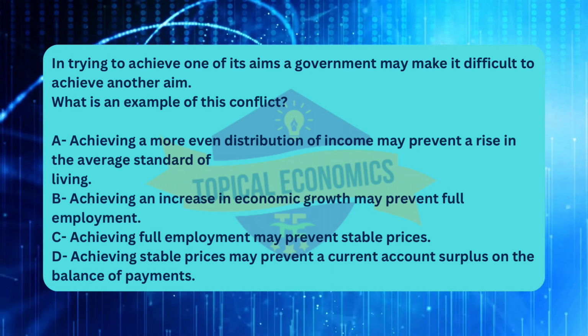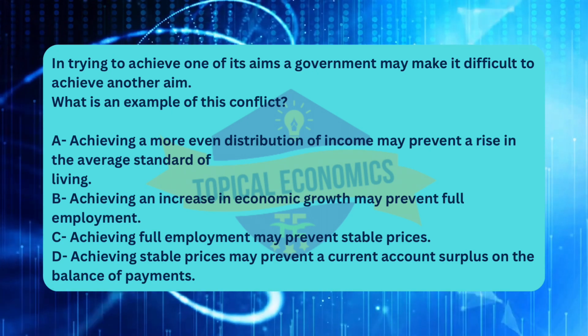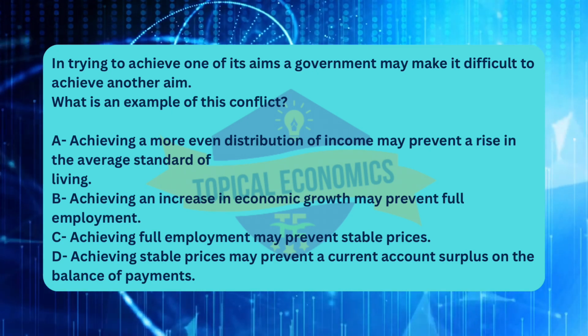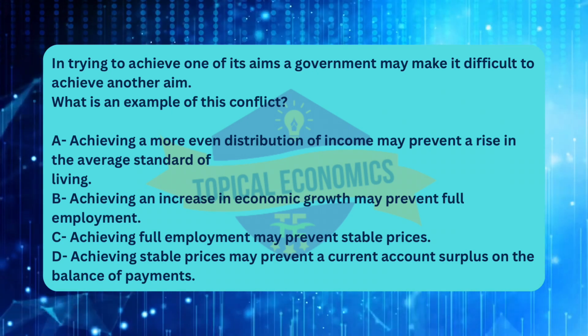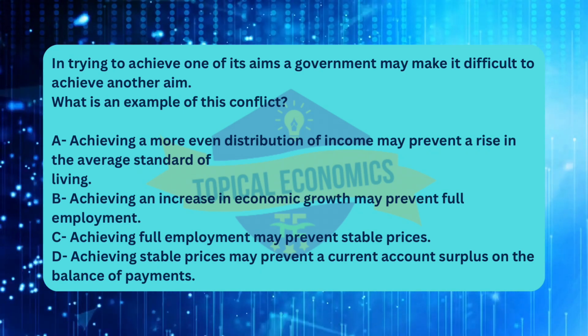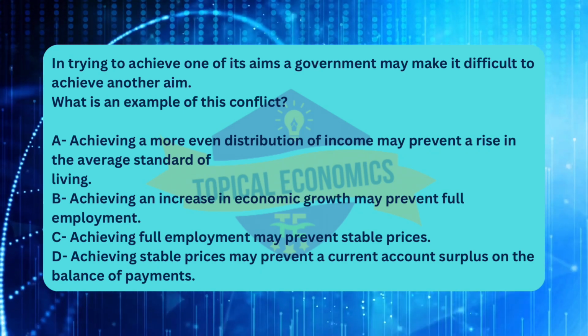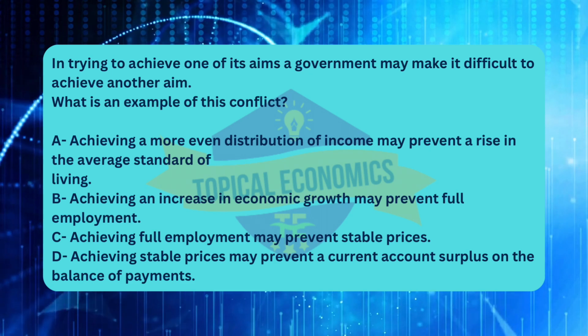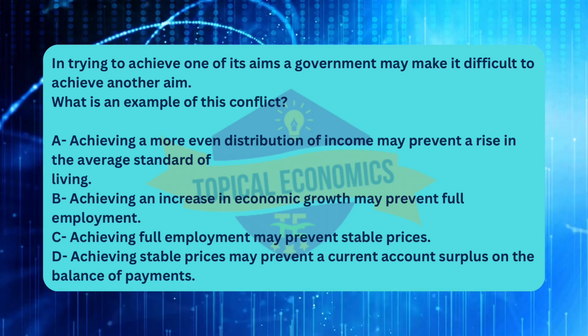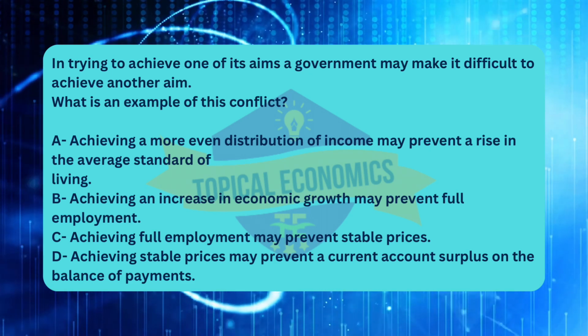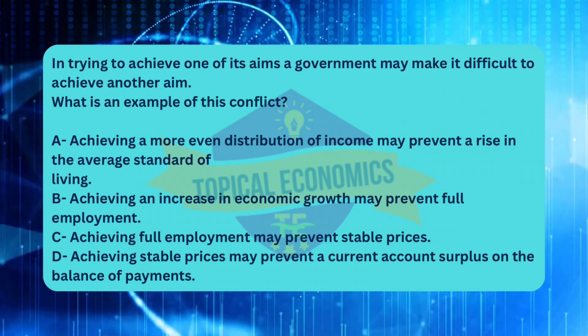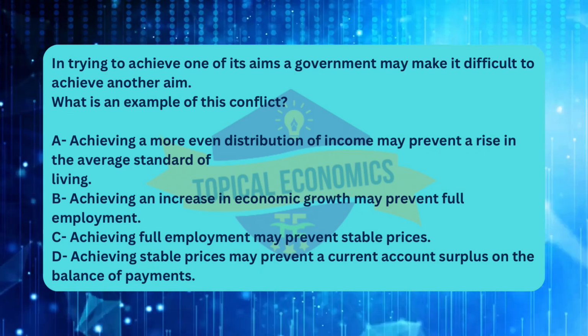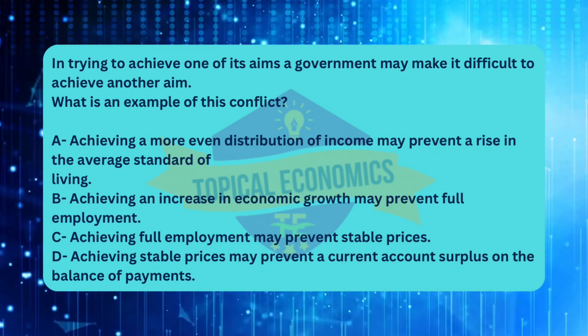Analyzing the other options. Option A, achieving a more even distribution of income may prevent a rise in the average standard of living, is not necessarily true. It's possible to have more income equality while also seeing improvements in the overall standard of living. Next, option B, achieving an increase in economic growth may prevent full employment, is unlikely to be a conflict.